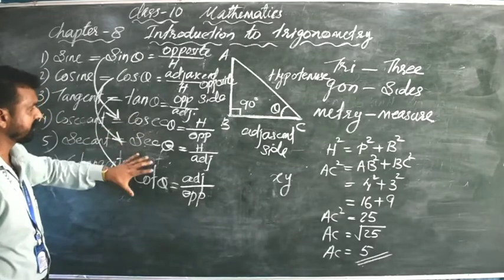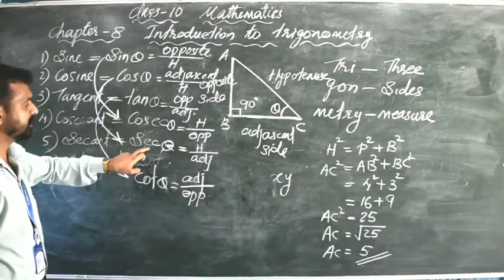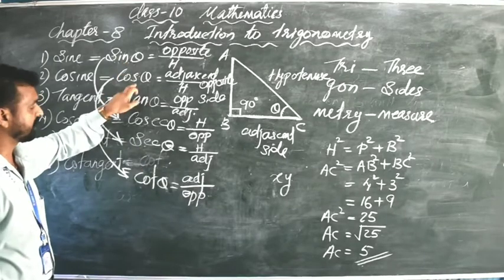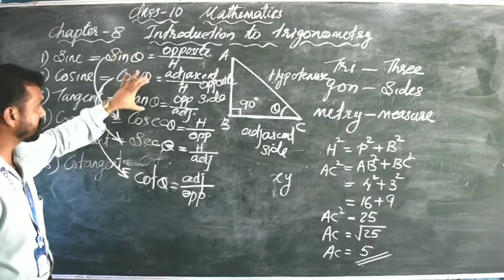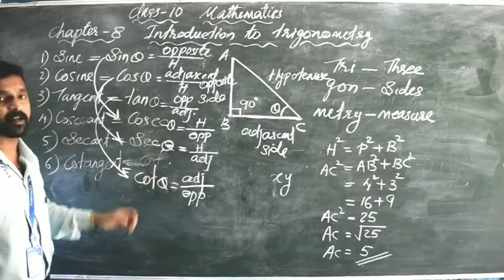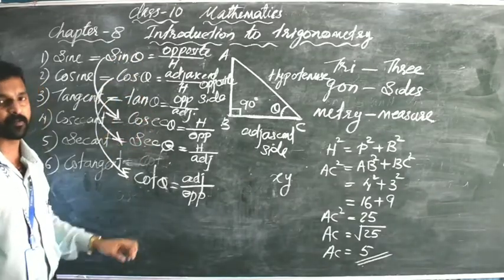And remember these 3 ratios also. Cosec theta is the reciprocal ratio of sin theta. Sec theta is the reciprocal ratio of cos theta. Cot theta is the reciprocal ratio of tan theta. So if you study these 3 ratios, the remaining you can write easily. You only have to remember which one is the reciprocal ratio.